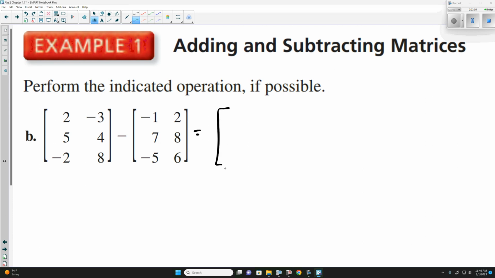So the first one is a 3 by 2. The second matrix is a 3 by 2. Since they have the same dimensions, we add and subtract, or here we're going to subtract the corresponding elements. So our first number is 2, and we're going to subtract from it negative 1. So we're going to do 2 minus negative 1. All right, guys? The next one is going to be negative 3 minus 2. Then our next one is going to be 5 minus 7. We have 4 minus 8.